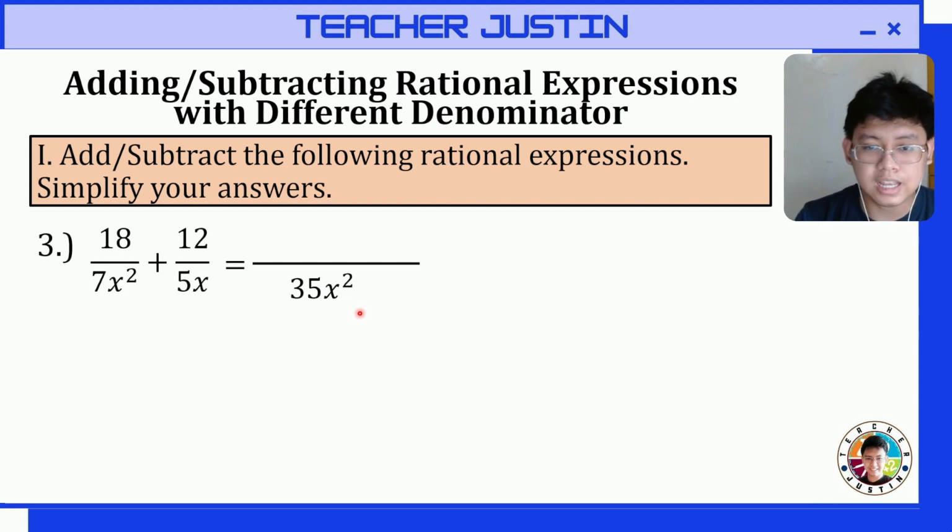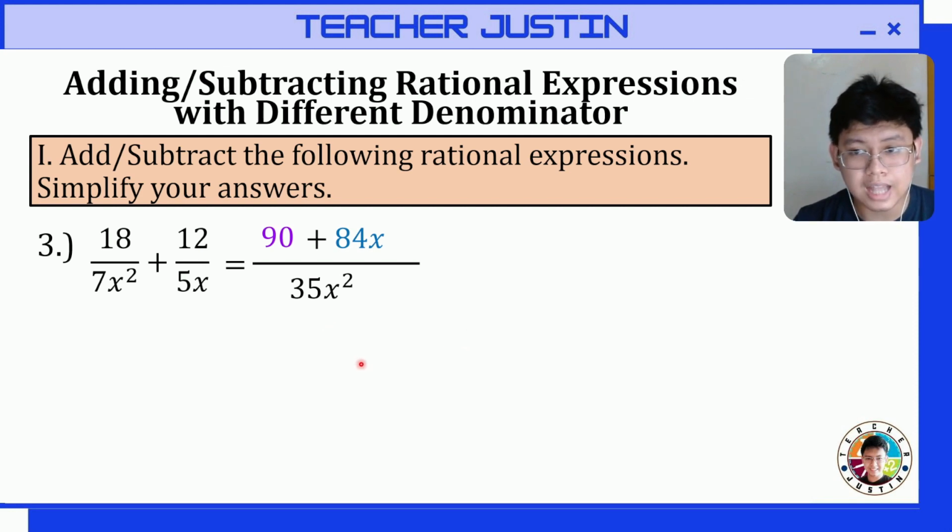Now, let's proceed to our next step by getting the equivalent value of our numerator. So, ang gagawin natin, 35x squared divided by 7x squared, that will be 5. Tapos, multiply natin sa 18. That will give us 90. Next, we copy the operation addition. Then, we will apply the same thing sa ating second rational expression. So, 35x squared divided by 5x, that will be 7x. Tapos, 7x times 12, that will be 84x. Now, let's perform addition.